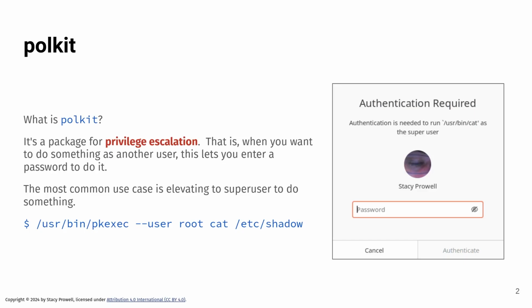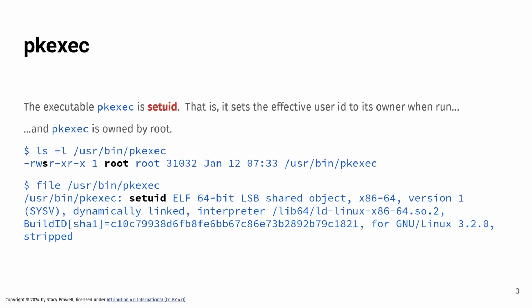And in this case, I'm saying I want to run cat as root. So cat just types out the contents of a file. And I want to look at the shadow password file. That's the one that contains the hashes. So the executable pkexec is what we would call setuid. That is, when you run it, it sets the effective user ID to its own user ID.